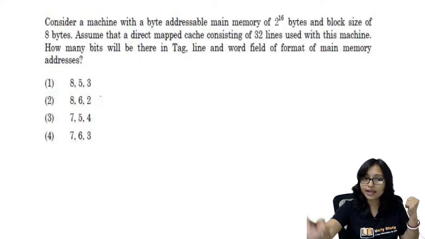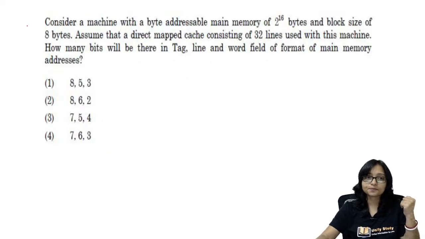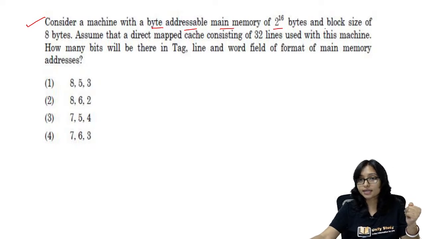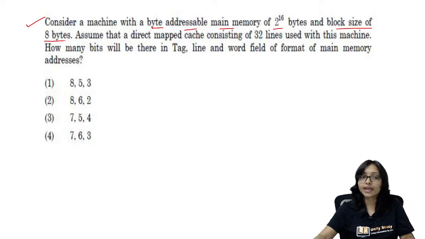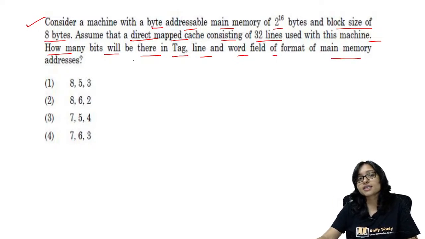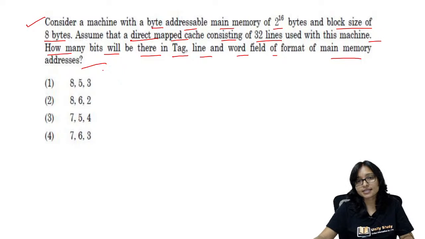Now I am coming directly to the question. Consider a machine with byte addressable main memory of 2 to the power 16 bytes and a block size of 8 bytes. Assume that a direct mapped cache consists of 32 lines. How many bits will be there in the tag, line, and word fields of the format of the main memory addresses?